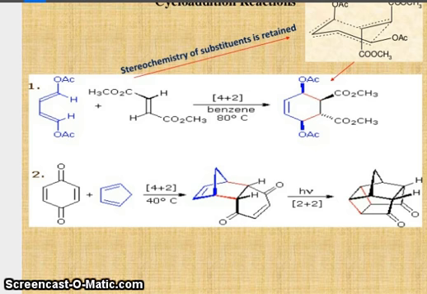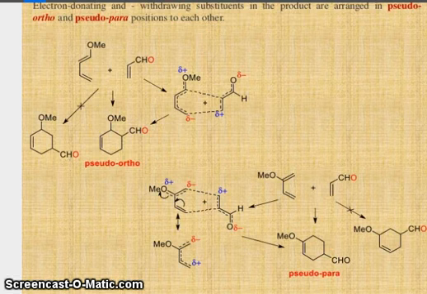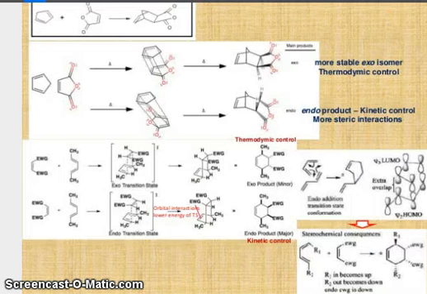This is also another example, stereochemistry. These are many examples. You see the pseudo-ortho and pseudo-para. These are many examples of Diels-Alder reactions.